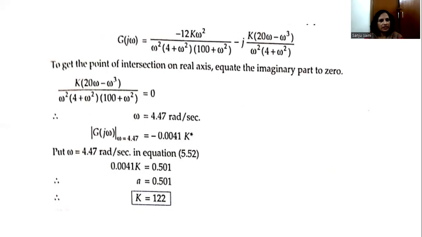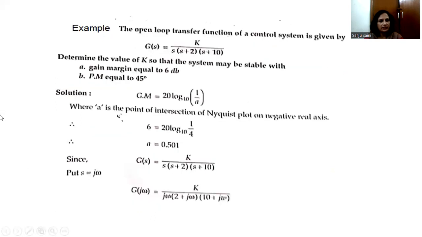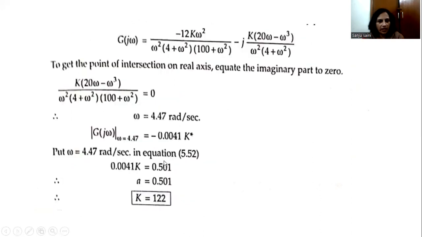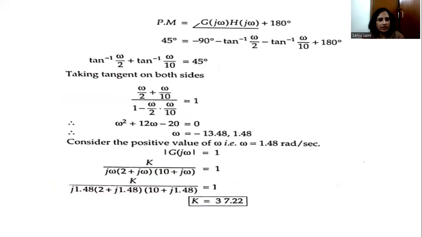Because we are taking it to the verge of instability, gain margin is simply giving us the factor by which the system gain can be increased so as to move it to the verge of instability. So here we have got the value of A corresponding to the gain margin. And by using this value of A, we have determined the value of K that will take the system to the verge of instability.